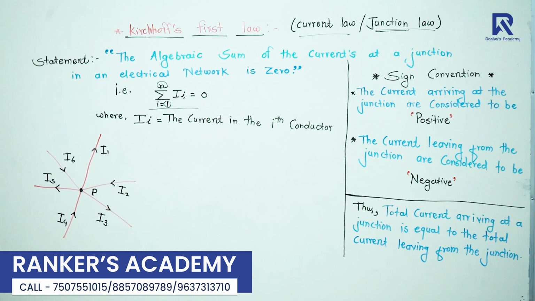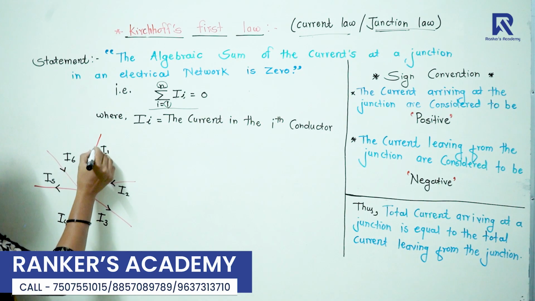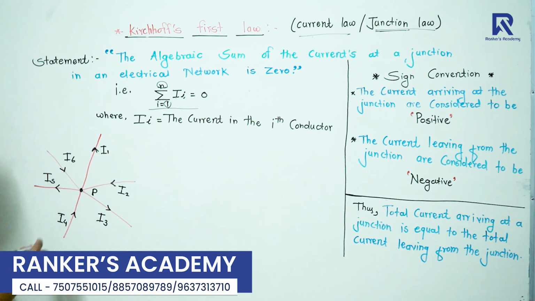In this Kirchhoff's first law, the very important role is of the direction, because direction only represents the sign. When we can take the positive sign and when we can take the negative sign is represented by these arrows only. So we have to consider these arrows very carefully.